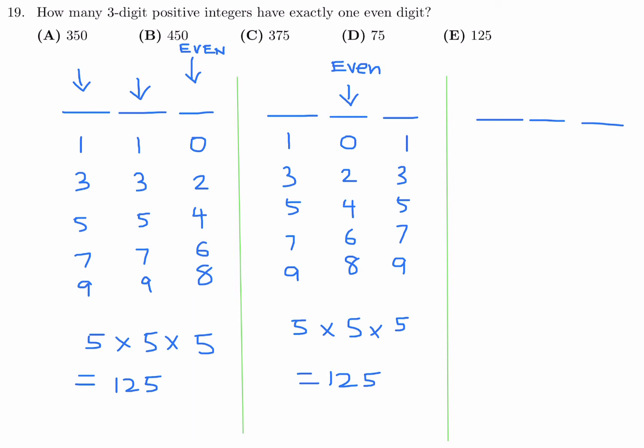Now this is slightly different because you might be tempted to think this scenario is identical. It's not. The reason is because now I want the even number to be here. And if the even number is here, I cannot put a 0 because if I did, it's not a 3-digit number. It's a 2-digit number. So I can only put either 2, 4, 6, or 8. And then these ones are the same. I can put 1, 3, 5, 7, or 9.